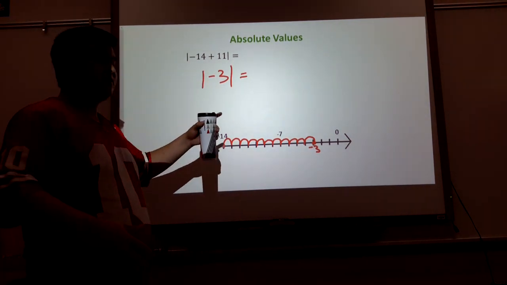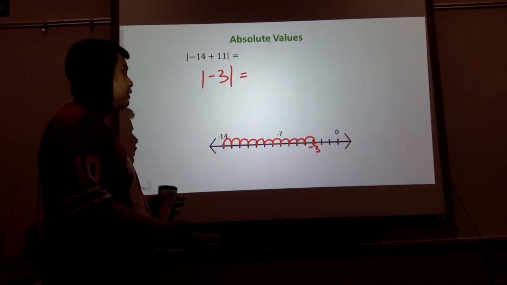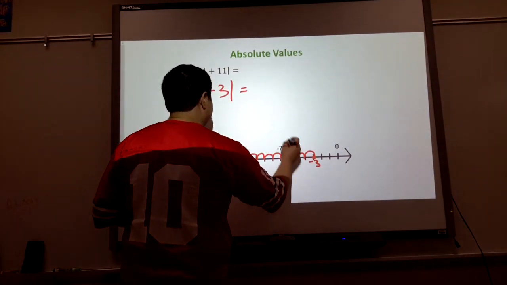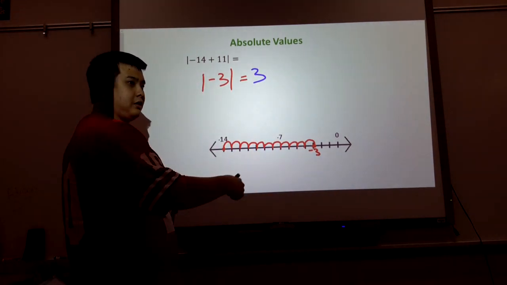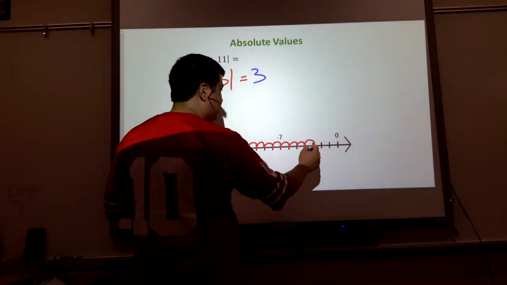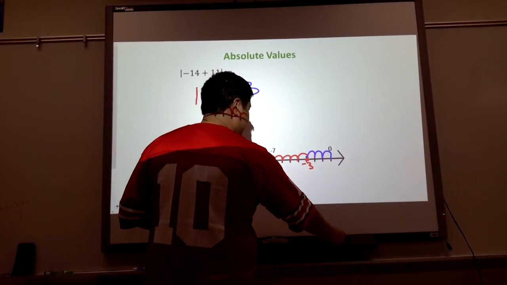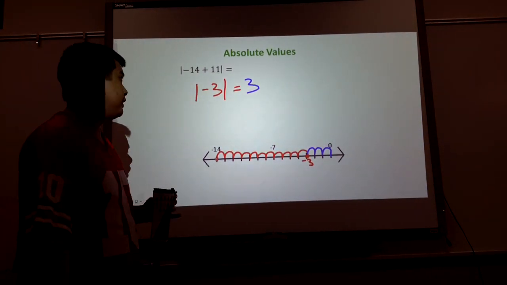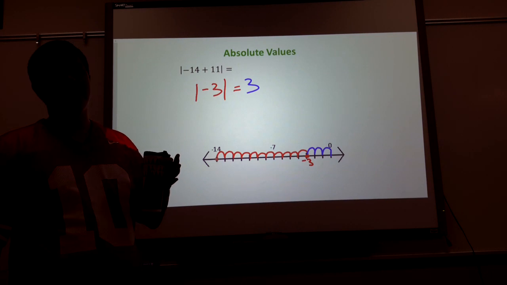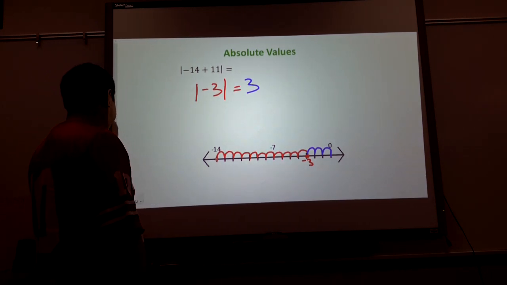Again, the absolute value of a number is its value regardless of its sign. The value of negative 3 is 3 because it is also 3 integers away from 0. So it takes us 3 hops to get back to 0. Okay, so the answer to the absolute value of negative 14 plus 11 is 3.